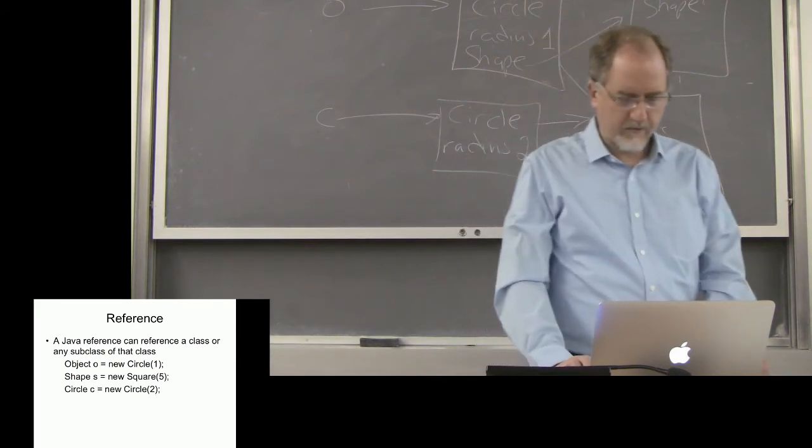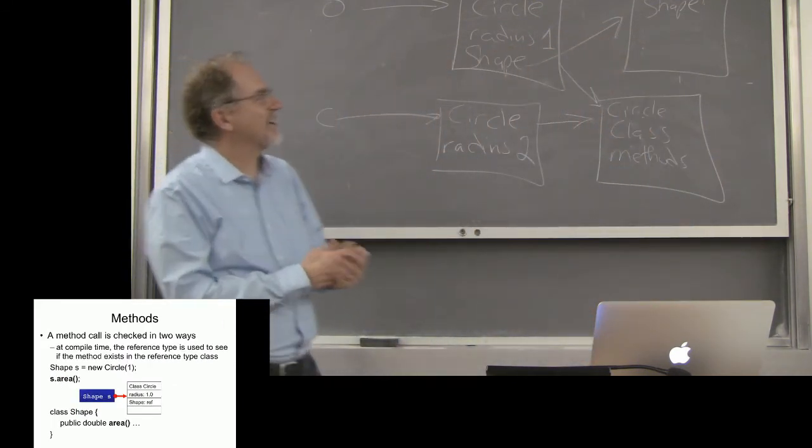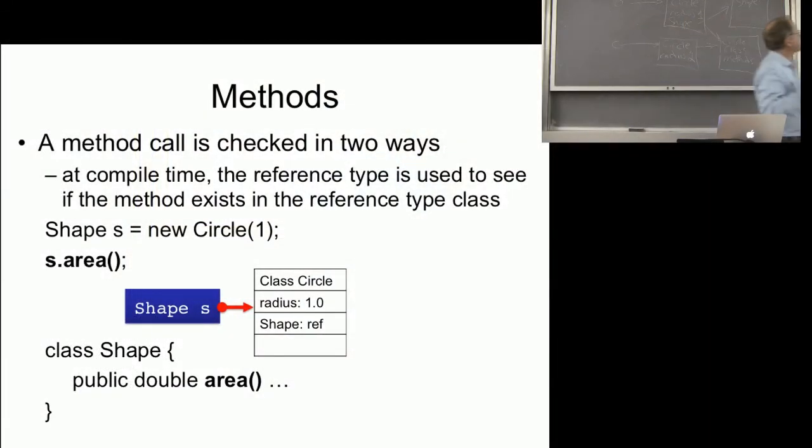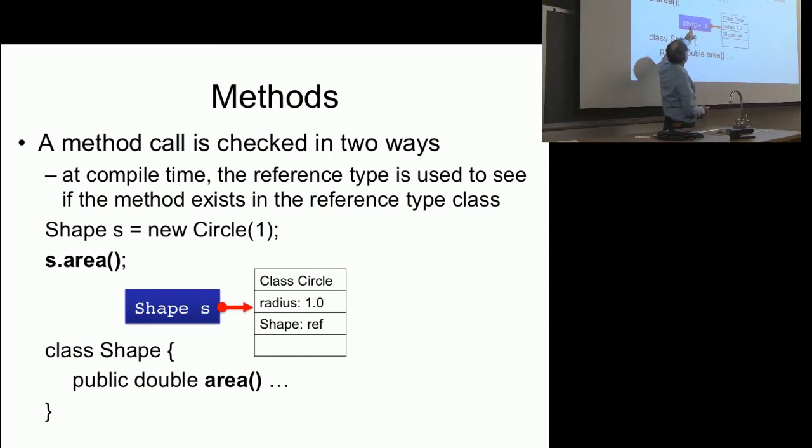Let me try going to a pre-made picture where there's some hope of it coming across. So if I make a new circle of type shape, it thinks it's referencing a shape. It's really pointing to an object that's a class circle and has some values in it. But it also references a shape.